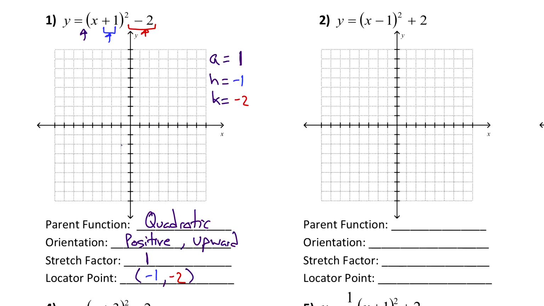-1, -2 is right here. So right away I know that's my vertex. So this is my vertex, right? -1, -2. And so I need some extra points. You could plug in numbers if you'd like. I'm kind of already familiar with this graph.